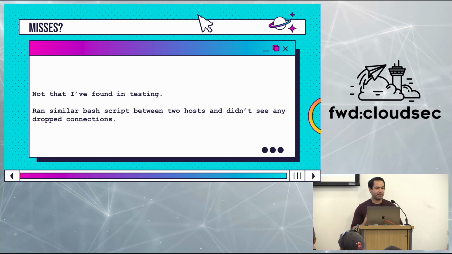Any misses? Not that I found in testing. I'm still looking through some of our production data to see if I can come up with any conclusions. There's no sort of record of a miss like you get with AWS, and there's no documentation on misses like you get with GCP. So it's an unknown at the moment for me.